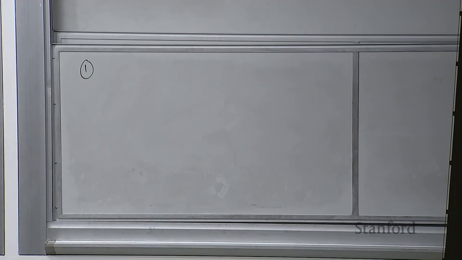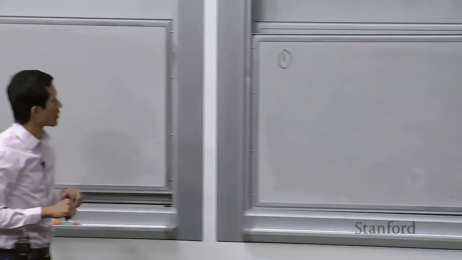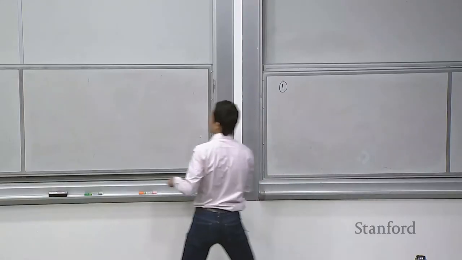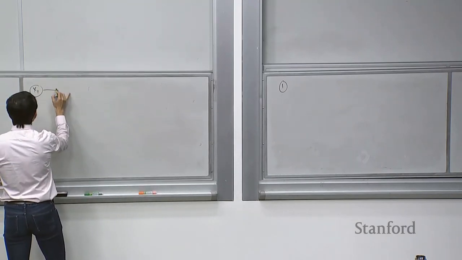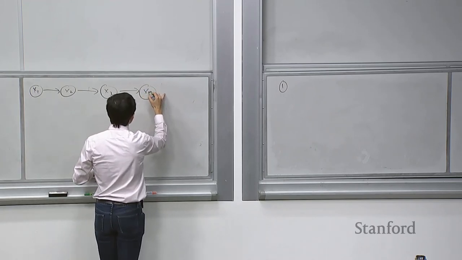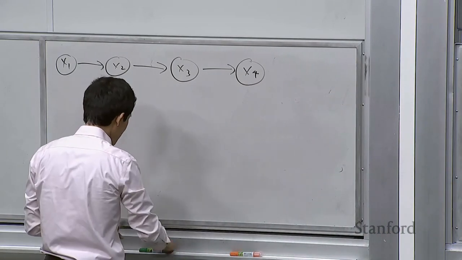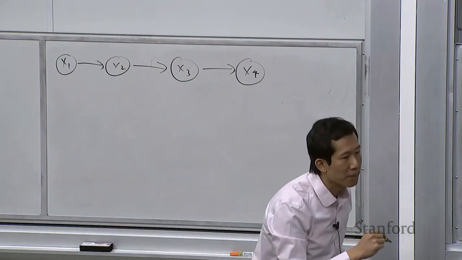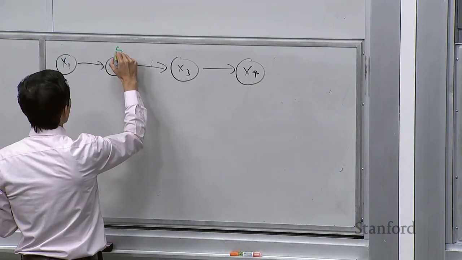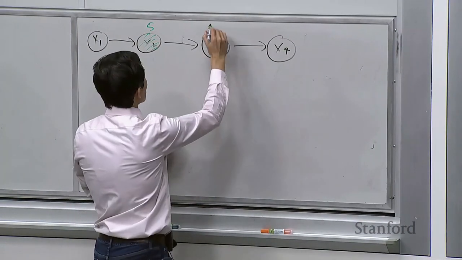So let me erase this. The key idea is going to be to use the structure of the Bayesian network and factor graphs to simplify some of these operations. So let's start with x1, x2, x3, x4. I'm conditioning on x2, so x2 takes on value 5, and I'm interested in this query variable.